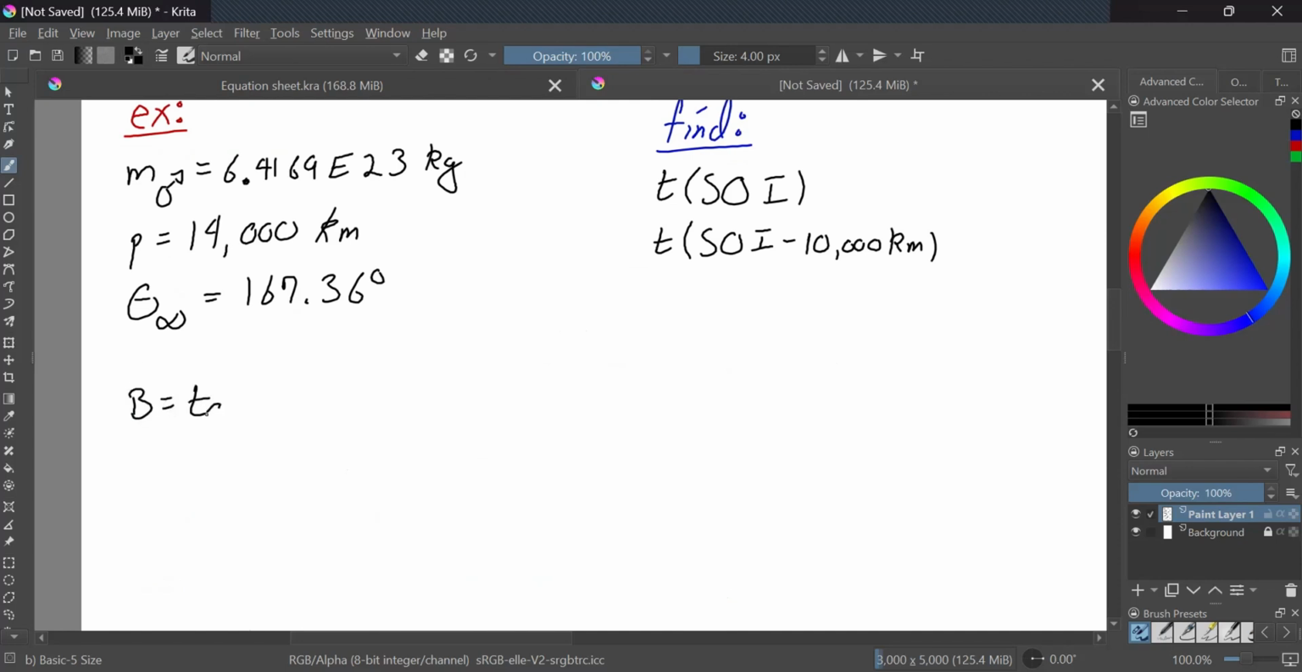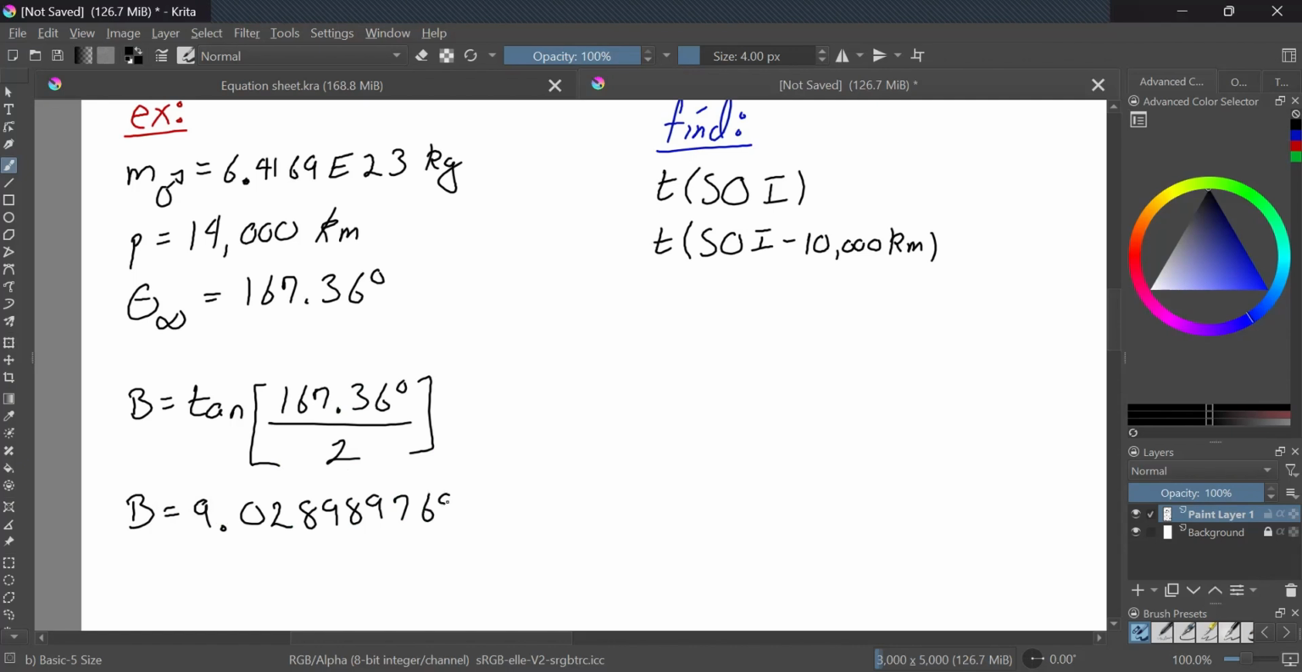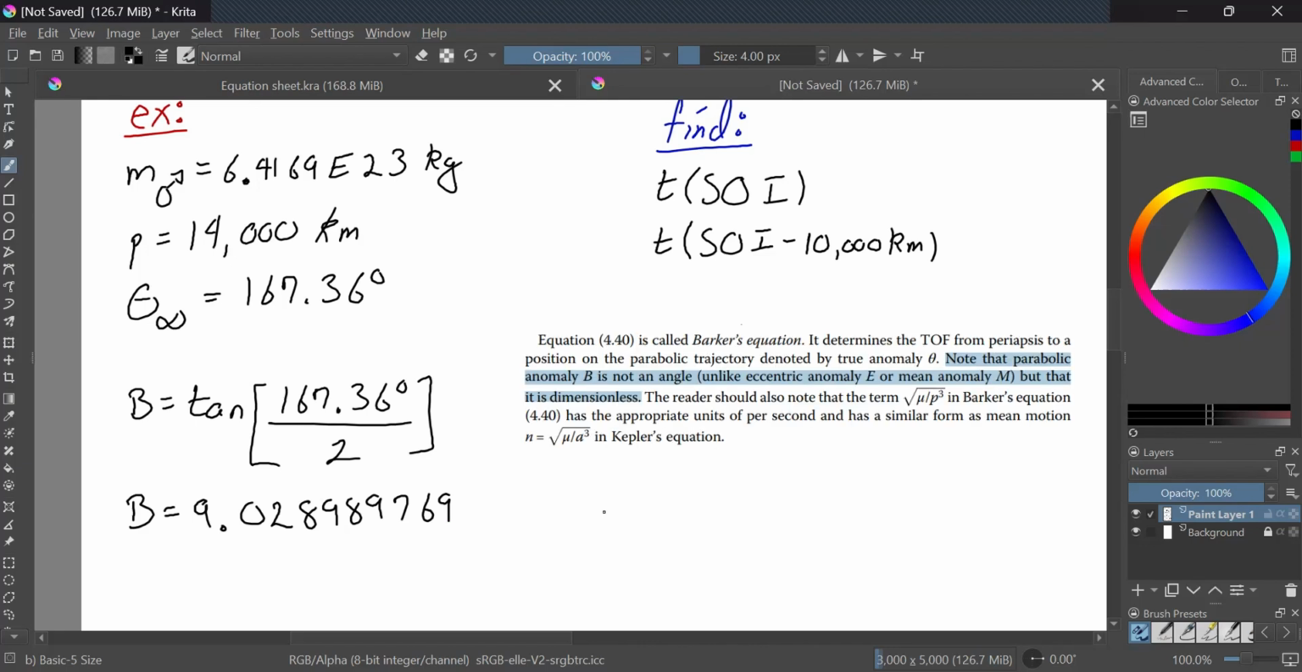Our B is equal to the tangent of, and we're going to go from the sphere of influence for this one, so 167.36 degrees divided by 2, to give us a parabolic anomaly value of 9.028989.769 degrees. No, not degrees. We already used degrees here. Okay. Then radians. Also no. See, this is just a dimensionless value. I'm not going to write it out because I'm just going to get rid of it. Our B value is just a dimensionless value. We only care about the quantity of it. We don't have any units associated with it.